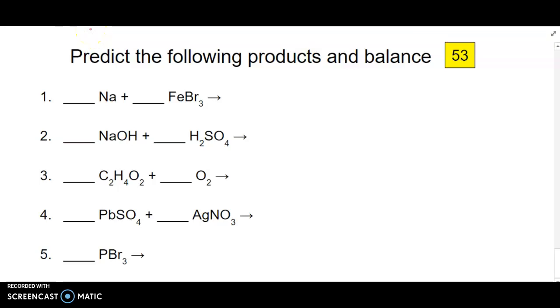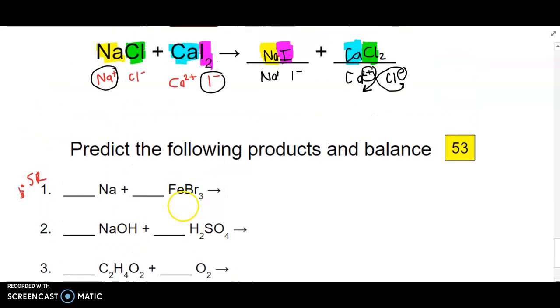So right now what I'm seeing is a single element and a compound, and when I look at my different examples from before, when I have a single element and a compound, it is a single replacement reaction. I'm just going to abbreviate that with SR, which means Na plus, Fe, and Br. I know Br is minus off the periodic table. This 3 was the charge on iron, so it's a 3 plus.